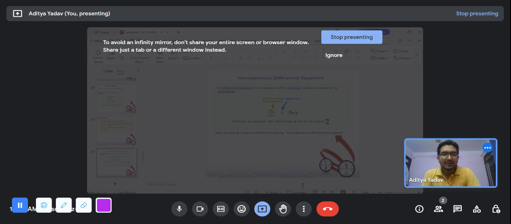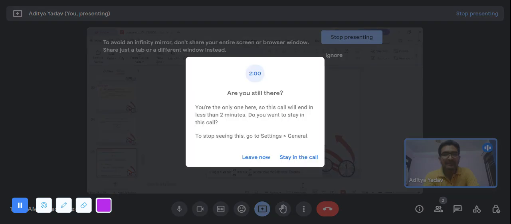Now second is how to solve homogeneous differential equations. We solve homogeneous differential equations by putting the variable y as a function of vx, and we calculate the solution in terms of v. In the last step, we put the value of v back in the solution, and we get our answer in the form of y, like this here.